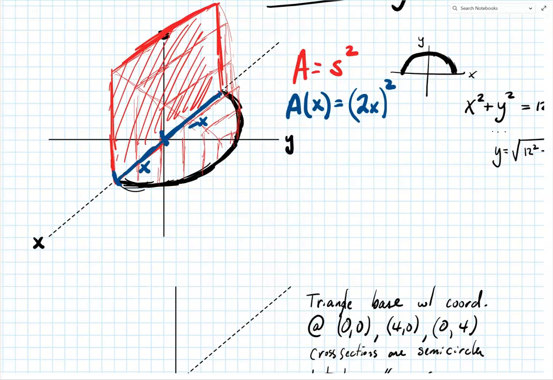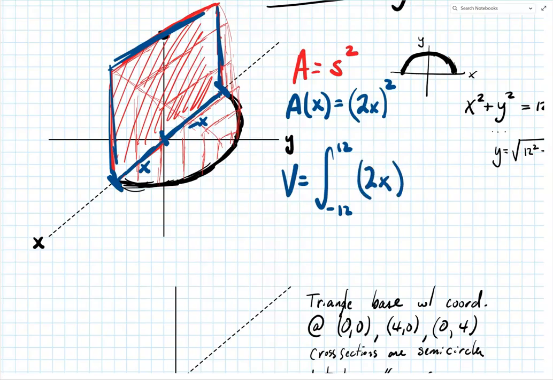And so if we commit to that, then we ought to be able to build a volume function based on x, and that would be the integral for x boundaries from negative 12 to positive 12, because we're now talking about boundaries from negative 12 to positive 12 on the x-axis, where the dimensions of the square end up being that 2x for the side length squared with respect to x.